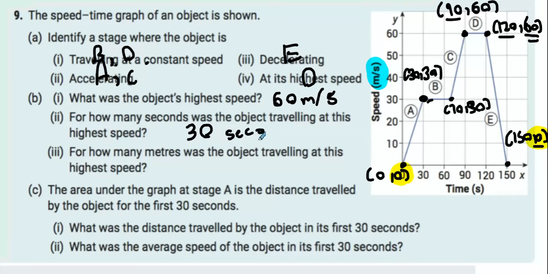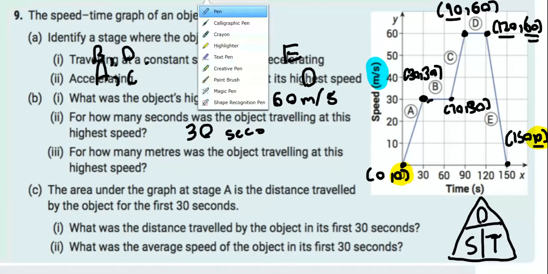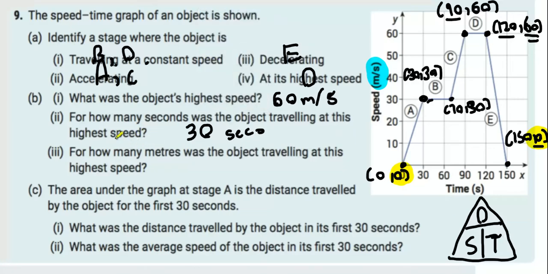Okay? For how many meters? Oh, now this is difficult. How many meters was the object traveling at this highest speed? What was the point of this chapter again? D, S, T. Which one are you looking for? Read the question. It says you are looking for how many meters? That's a distance question, okay? Distance is speed multiplied by time, isn't it?